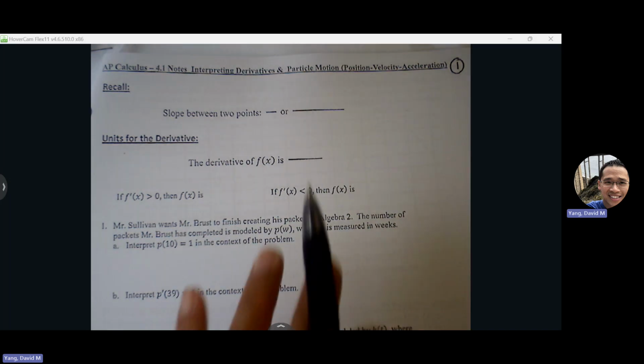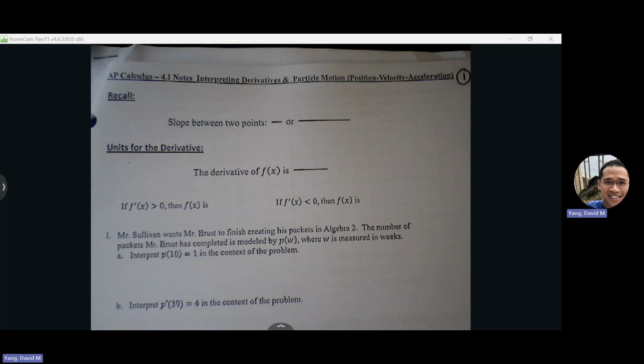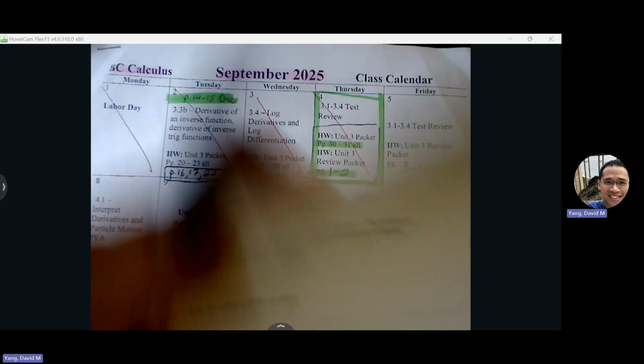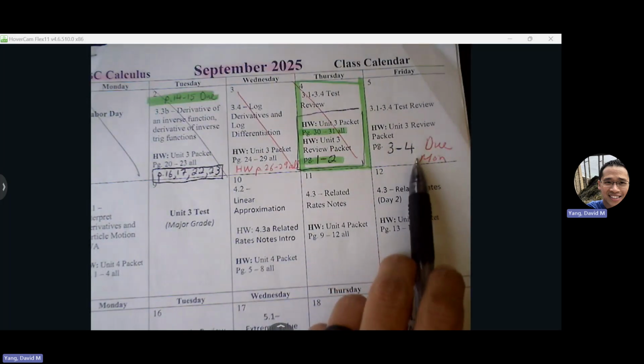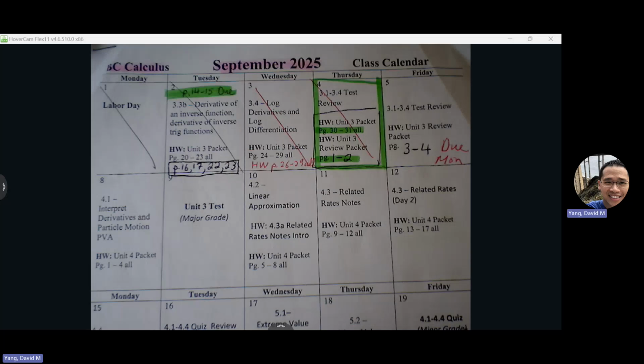Let's do notes for 4.1 first, and then towards the end of the class, I'll check your homework. You just have to finish page 3 and 4 from your test review. I'll go over a couple of practice problems in preparation just for tomorrow's test. But tomorrow your test will cover Unit 3, but also Unit 2 is kind of built into it.